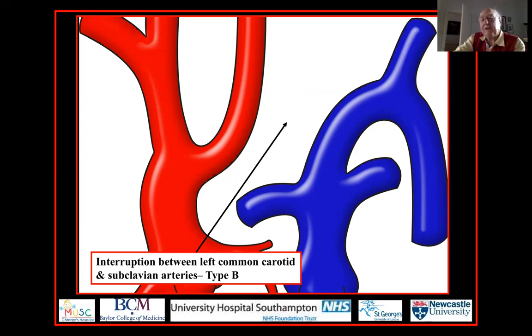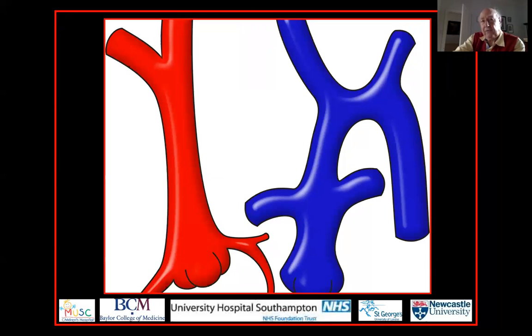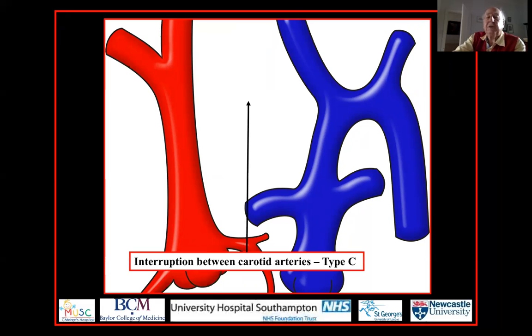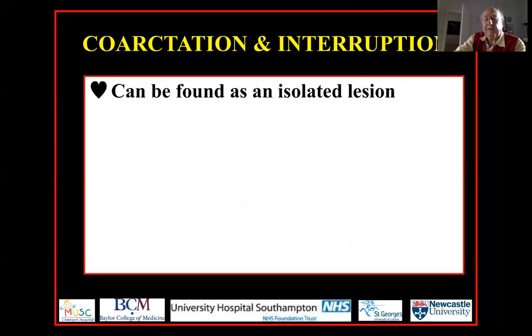The problem comes in recognizing the influence of retroesophageal origin of the right subclavian artery, because that can give the Y configuration of the ascending aorta that is typical of the rarest form of interruption, namely interruption between the carotid arteries. And for those of you who like the alphanumeric categorizations, this is type C, very rare, commonest type B, second commonest interruption at the isthmus.